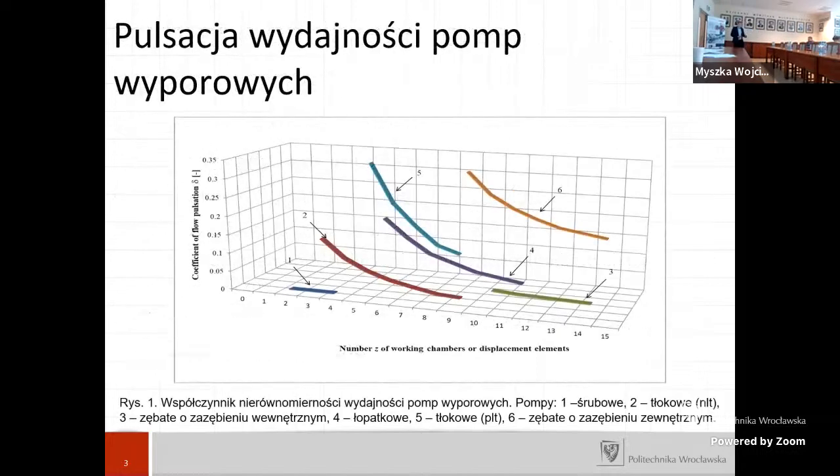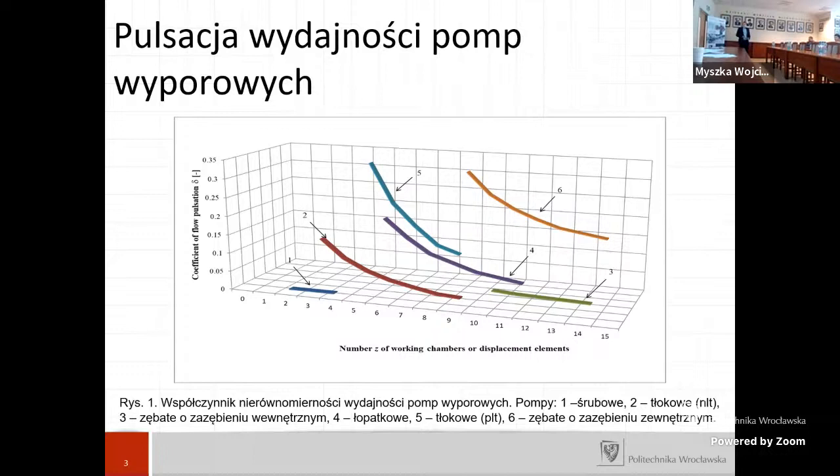Pulsacja wydajności, czyli pierwsze źródło pulsacji ciśnienia. Pulsacja wydajności w pompach zębatych w zależności od typu pompy kształtuje się tak, jak pokazano na wykresie. Najlepiej by było stosować pompy oznaczone jako 1, czyli pompy śrubowe, ale one nie spełniają podstawowego warunku, czyli nie mają zbyt wysokich ciśnień, więc rzadko je używamy, tylko do układów pomocniczych. Najczęściej stosowane są pompy zębate i pompy wielotłokowe, oznaczone jako 2.